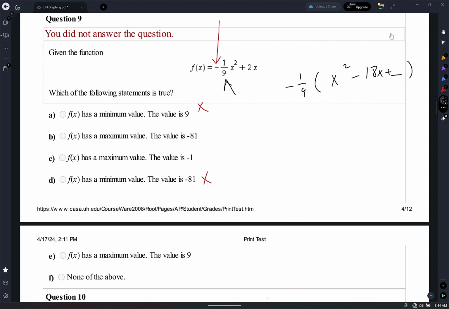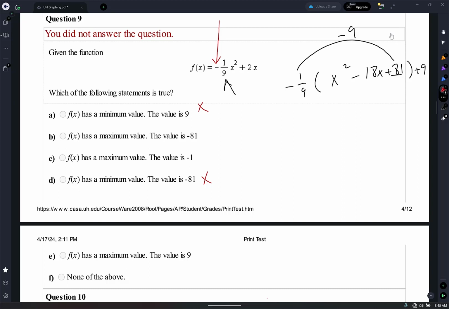See, negative 1/9 times negative 18 is 2. 18 divided by 2, 9. And 9 squared, 81. So what you really did, let's see, negative 1/9 times 81, that is a negative 9. So you got to add 9 to balance it.